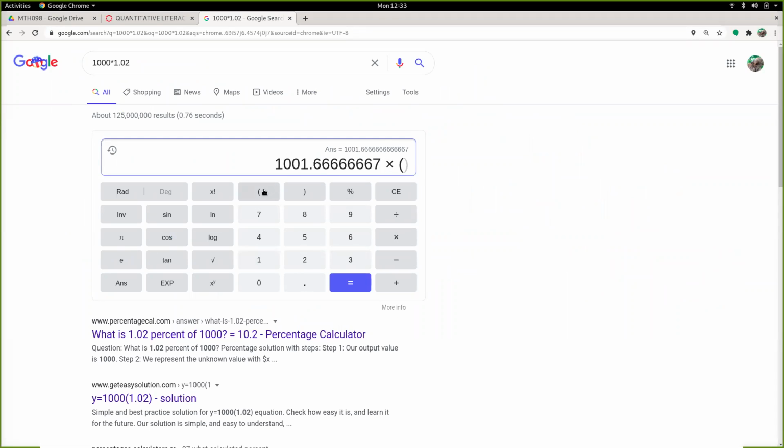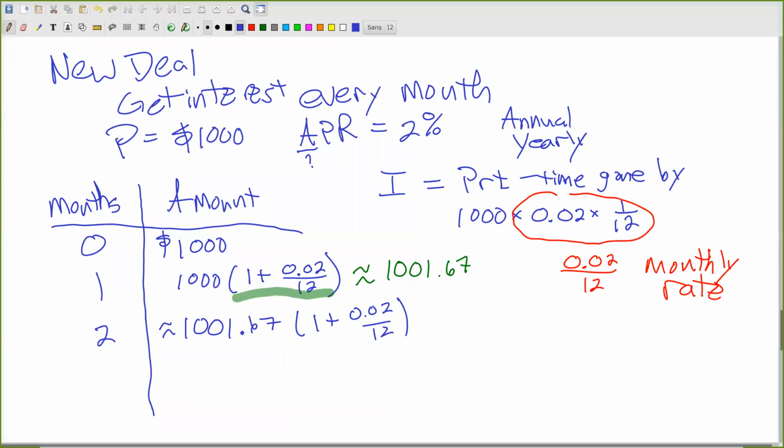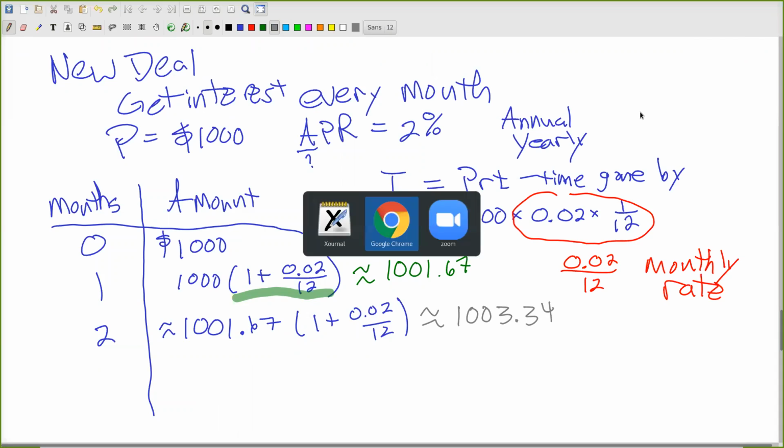I'm going to multiply by parentheses that same 1 plus 0.02 over 12. And I'm just going to keep doing that multiplication over and over again. Okay, so this time it's $1,003 and about 34 cents when we round it. So it's about $1,003.34. And depending on if you used a slightly different version of that number, like I had all the 6s my calculator would show, you might get a slightly different answer.